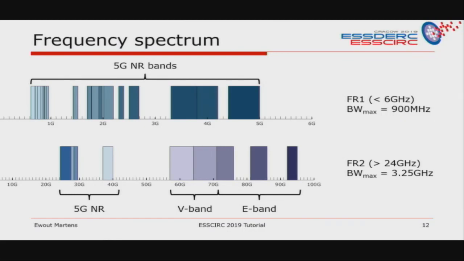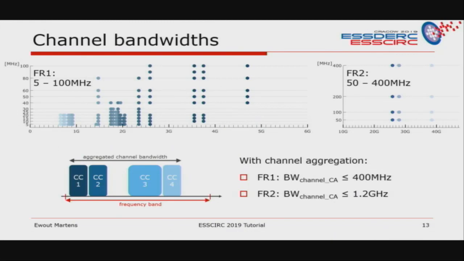There are 4 bands defined, and then there are other bands like V-band and E-band, which are not part of the standard yet, but might be in the future. And the maximum bandwidth we're looking at then is 3.2 GHz. These are the bands. If you then look at the channel bandwidths, there are also lots of different channel bandwidths defined, in the first frequency range going from 5 to 100 MHz.